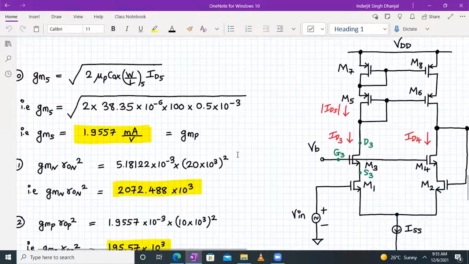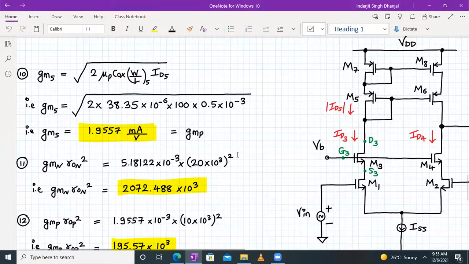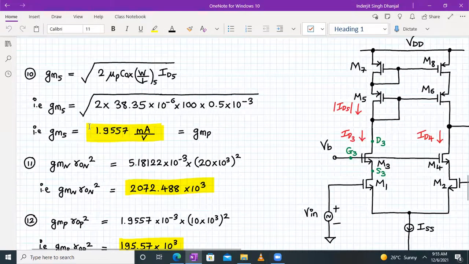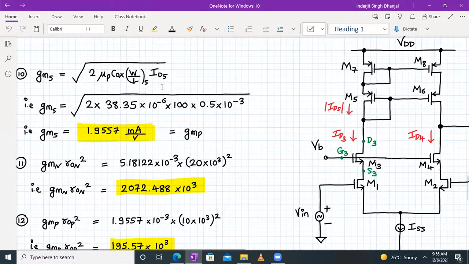Next, we have to calculate GM5. So GM5 is basically GMP only, right? GM5 is square root of twice mu p Cox W by L of 5 into ID5. Now ID5 is again 0.5 milliamperes, ISS by 2, and mu p Cox is 38.35 micro, and W by L of PMOS transistor is 100. If you substitute all the values in a calculator, GM5 value is 1.9557 milliampere per volt, which is same as GMP.